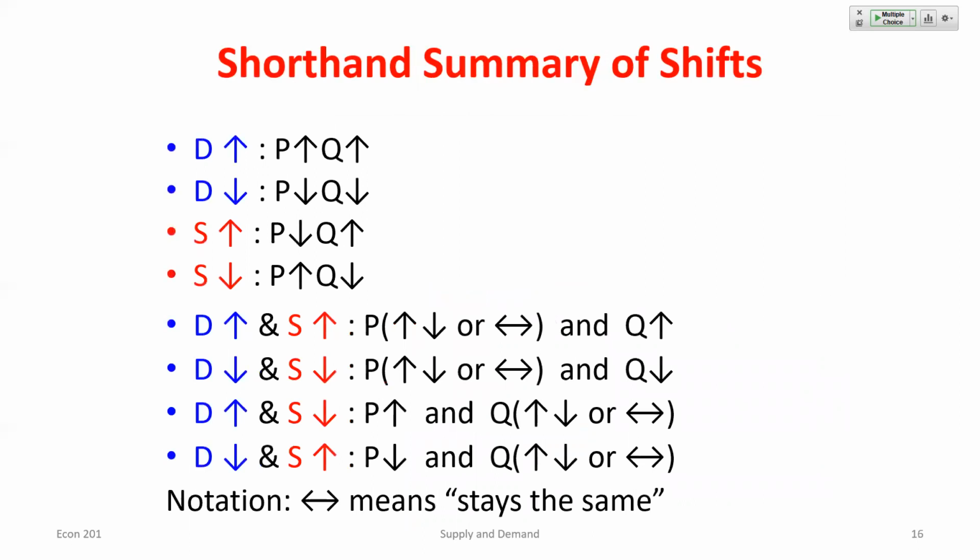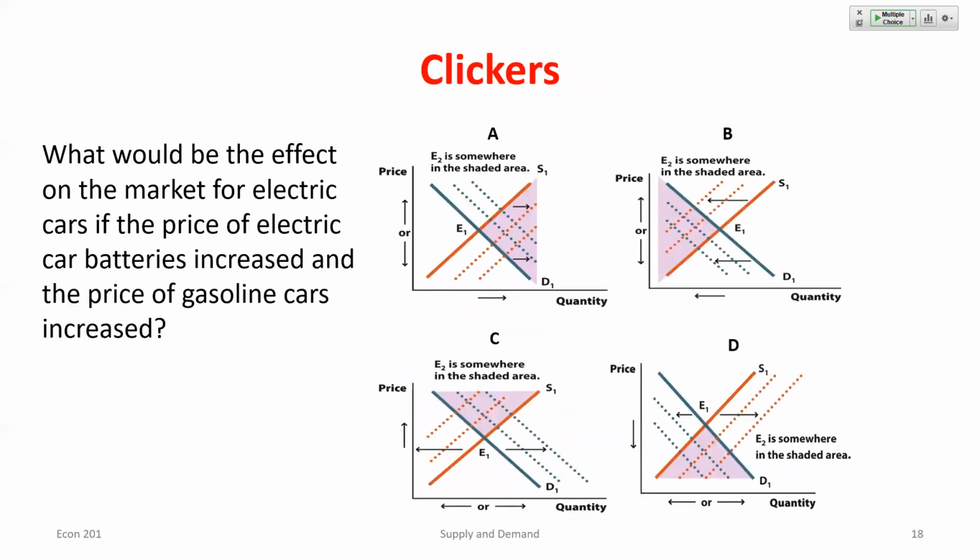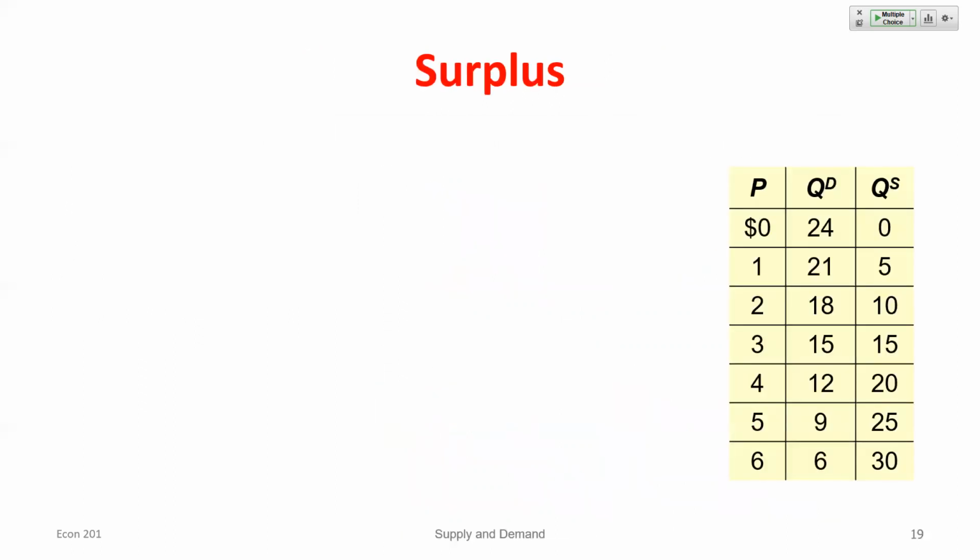Here is the shorthand summary of the four different combinations of demand and supply shifts you could see. I had the visual representations of them. I could ask a quick question, but we'll come back to this, maybe when we've worked through enough examples.